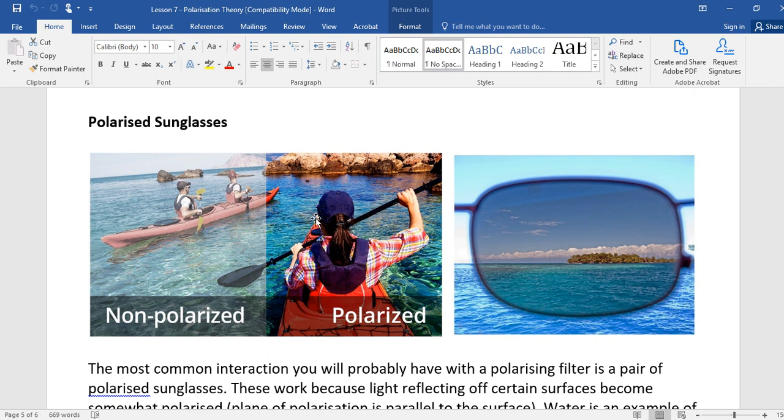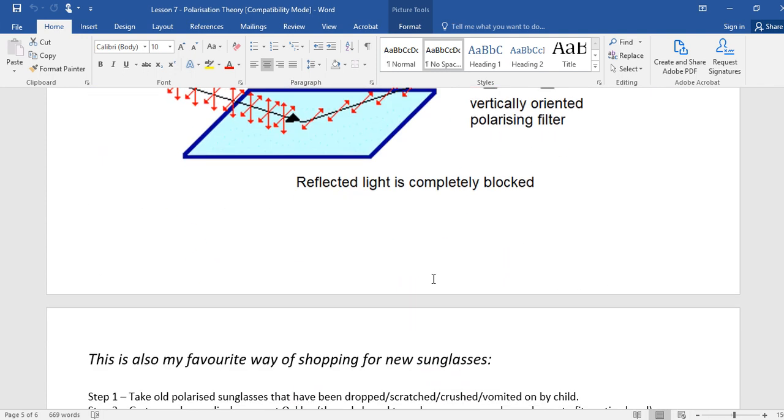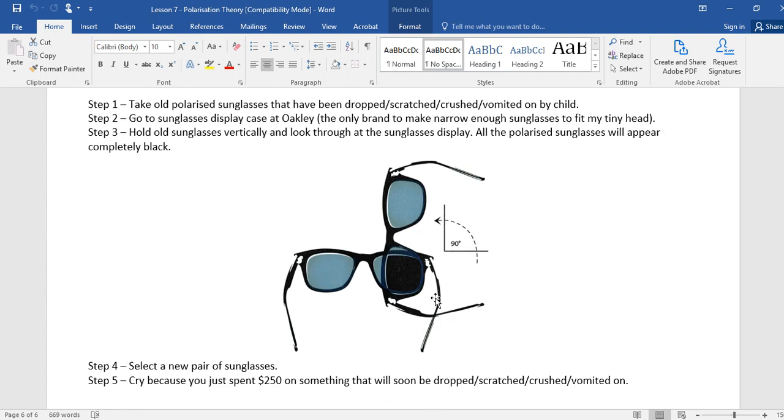If I'm trying to see the coral or something underneath the water here, then with a non-polarized filter, I get reflections of the sun off the water. Here those reflections are cut down, and I can actually see what's underneath the water, and it just makes it easier to see underneath.